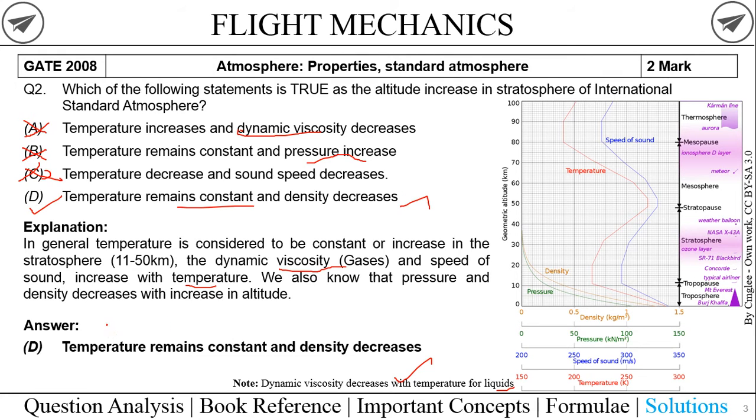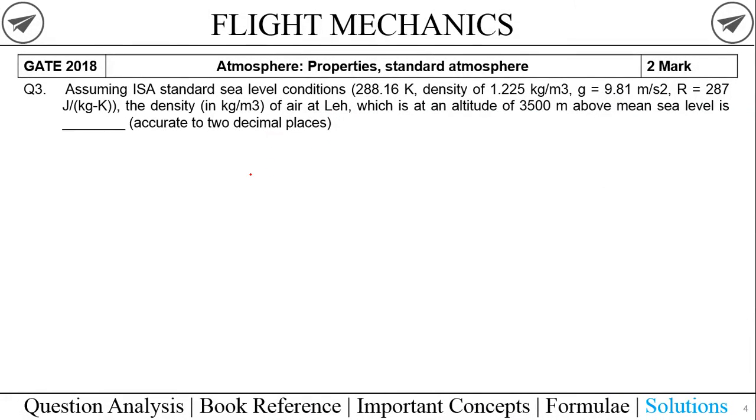So seeing the answer key, the option D is the correct answer. That is, the temperature remains constant and density decreases with increase in altitude in the stratosphere. Moving on to the next question.